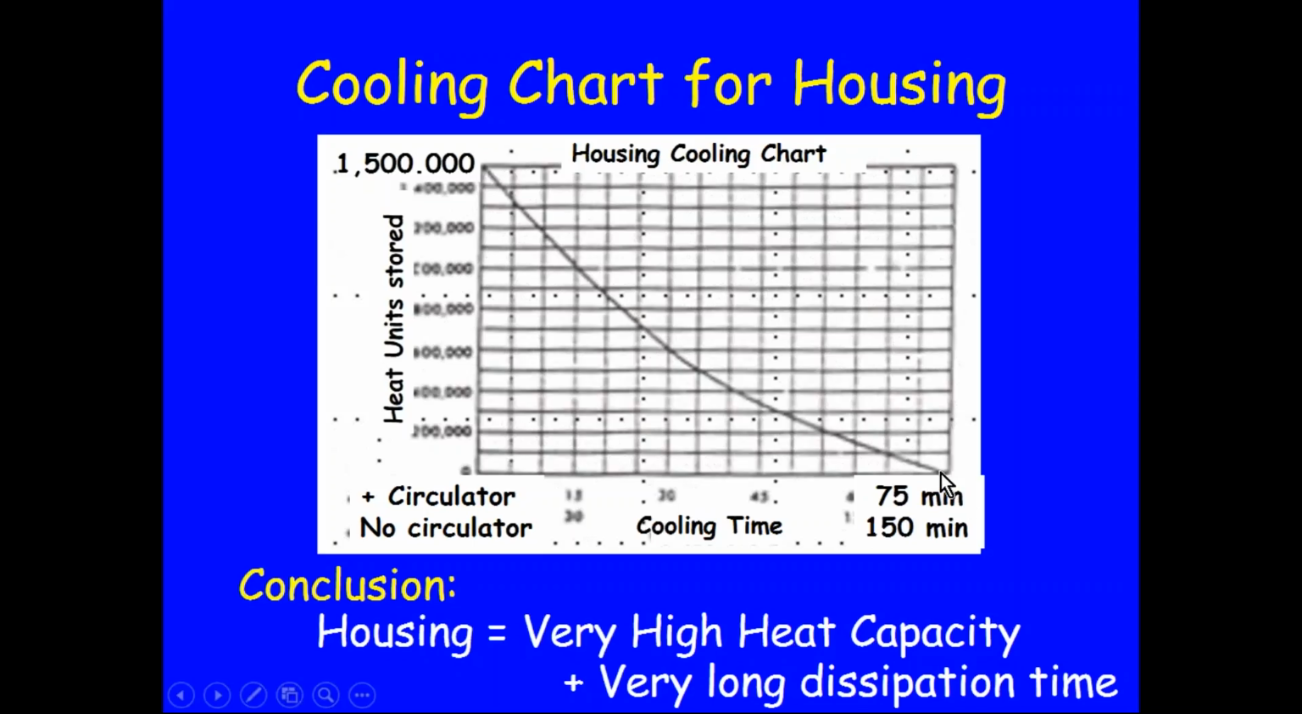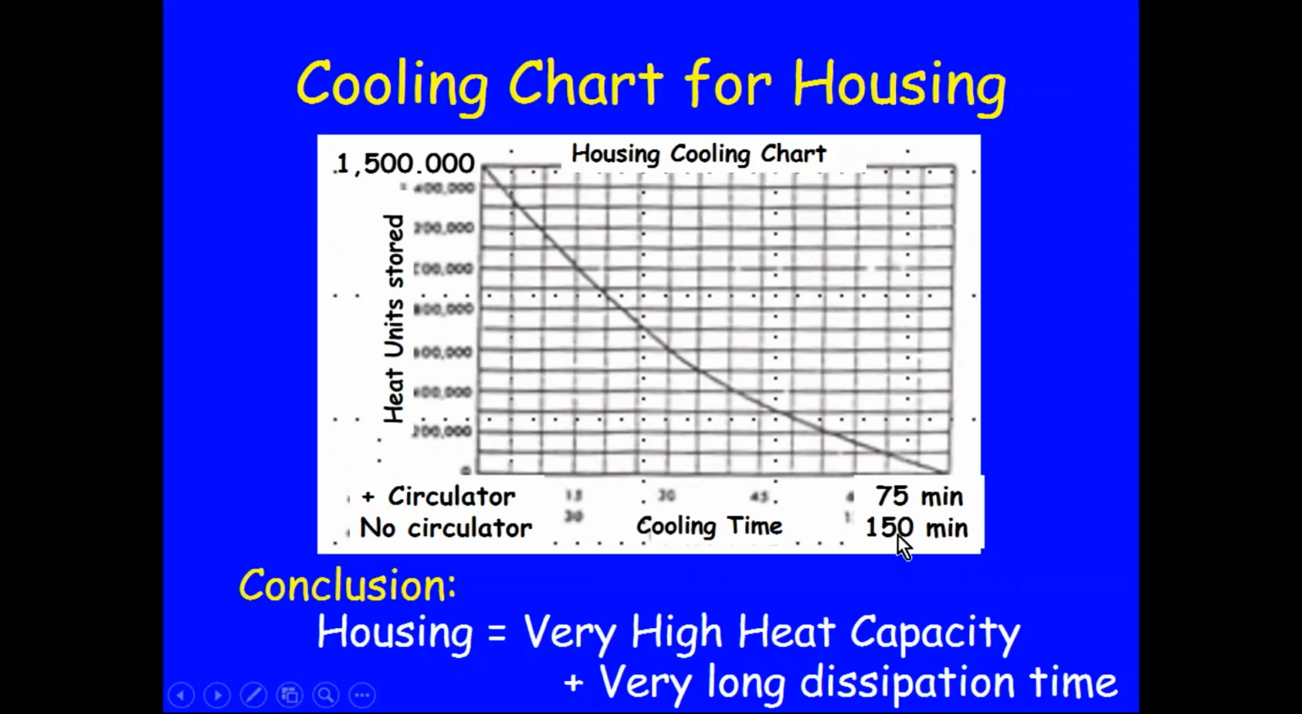Okay, the mechanisms for cooling off the overall housing is not as good as cooling off the anode. And I've given 2 possibilities, circulator and no circulator. What that means is the fan, the air circulating across the housing. It's pretty efficient. Notice that if you have a circulator, a little fan, you cut the time of the housing to cool off to room temperature by half. No circulator, 150 minutes. Circulator, 75.